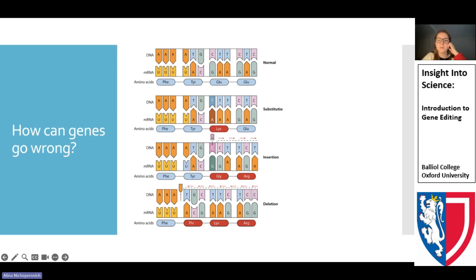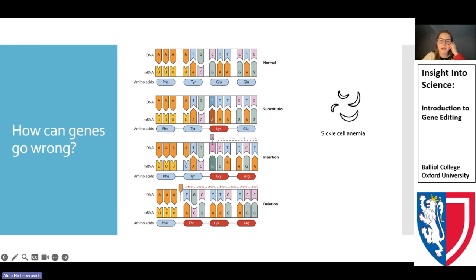To give you a bit more context and examples as to when such events can happen, a famous example of substitution is sickle cell anemia, where a single base substitution leads to a change in one of the amino acids of hemoglobin. This leads to the hemoglobin not being able to form the structures that it should, which decreases its ability to bind oxygen and also changes the shape of red blood cells, which is why we call it sickle cell.